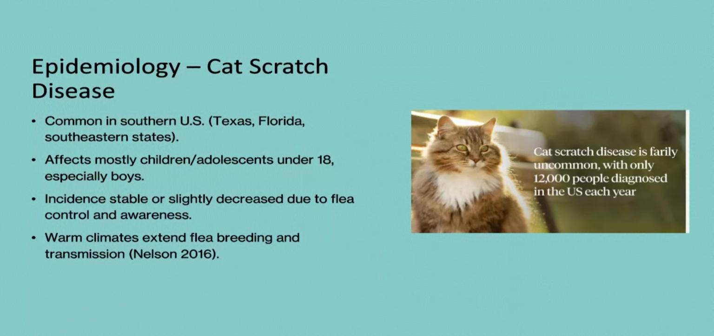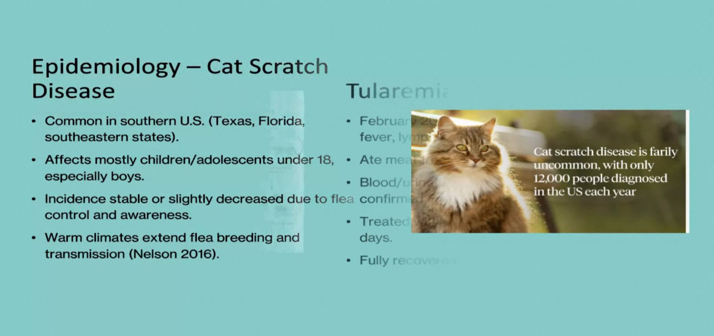This slide will talk about the epidemiology of cat scratch disease. Cat scratch disease is most common in the southern U.S., including Texas, Florida, and southeastern coastal states. It mainly affects children and adolescents under 18, especially boys. Incidence has remained stable or slightly decreased due to flea control, public awareness, and early treatment. Warm climates allow longer flea breeding seasons, maintaining transmission among cats.